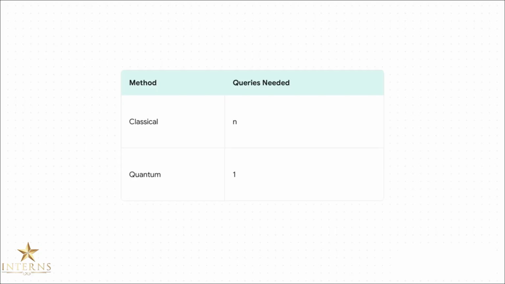And here it is. This is the mind-blowing difference. Classically, you need n questions. With a quantum computer, you need just one. Not one per bit. One question. Total. No matter how long that secret code is. Seriously, let that sink in for a second.